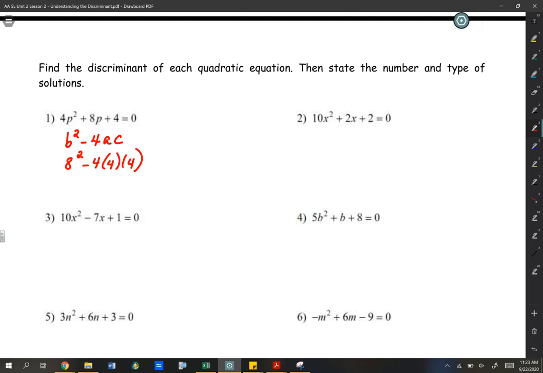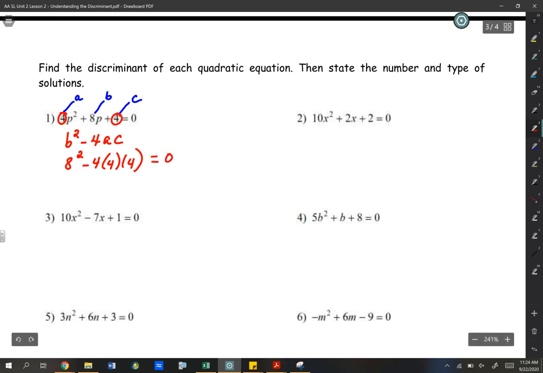And just as a quick review, keep in mind that the value in front of the quadratic term is a, the value in front of the linear term is b, and the constant is c. So for this particular problem, b squared minus 4ac, we're going to have 8 squared minus 4 times a times c. And that'll give us 64 minus 64, which is equal to 0.